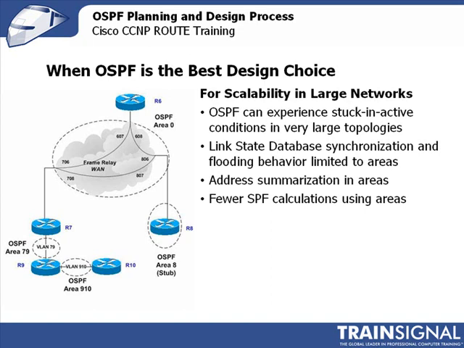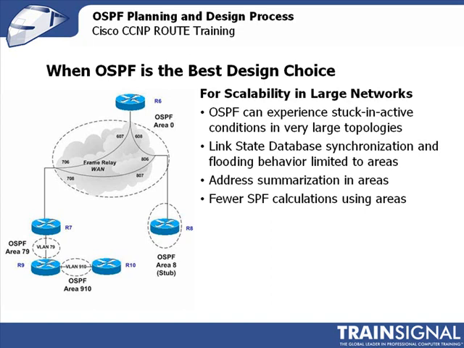One of the things that can happen is EIGRP can actually experience the stuck in active conditions that we talked about in very large topologies. That's one of the things that can make it particularly helpful to use OSPF instead, because it is built to scale to much larger environments.